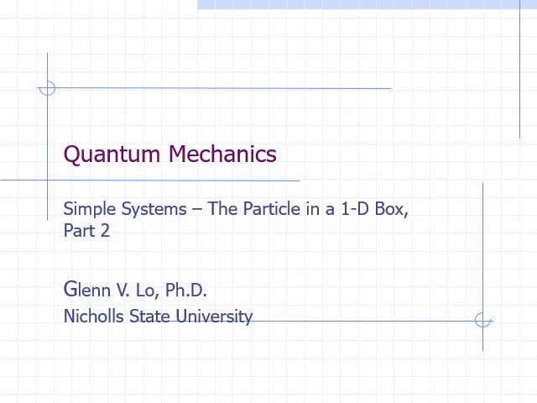Previously, we solved the time-independent Schrödinger equation for the particle in a one-dimensional box problem. In this lesson, we will use the solutions to illustrate several important concepts in quantum mechanics. For brevity, we will frequently be referring to the particle as the PIB.